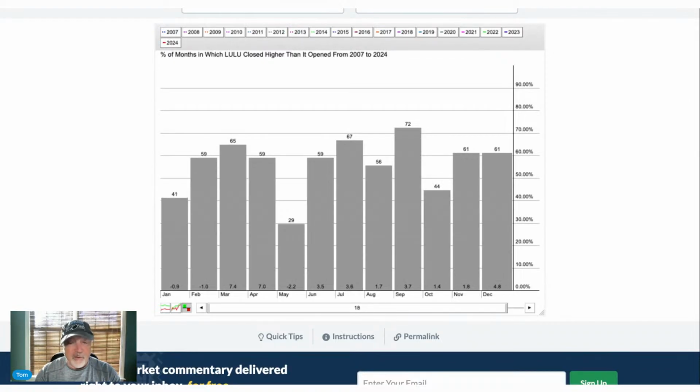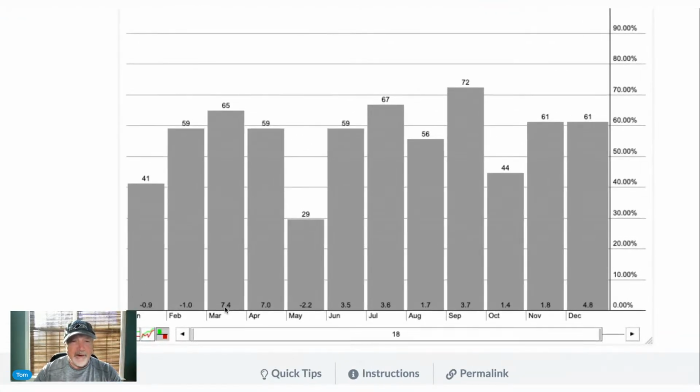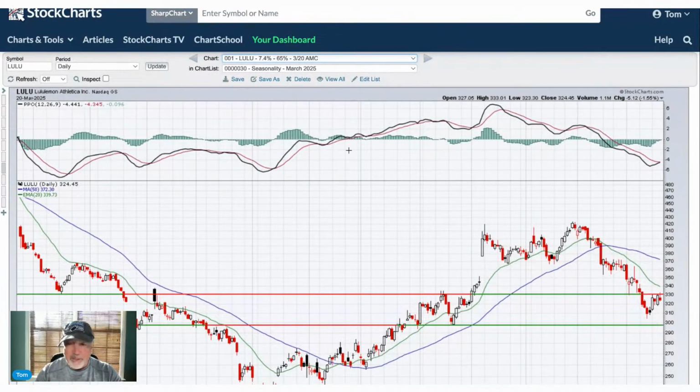So I drag this back 1 year, and now you can see 7.4% for Lulu right here. And 65% of the time it goes higher in March. So, in this case also, April usually follows it up. So normally March, April is a great time for Lulu. But does that guarantee its prices are going up?